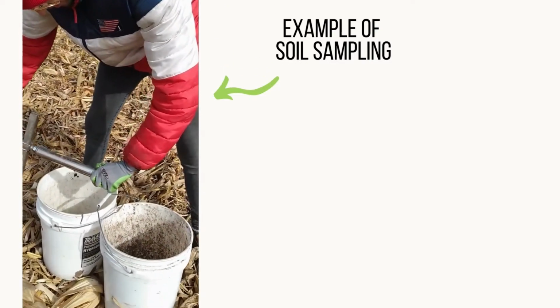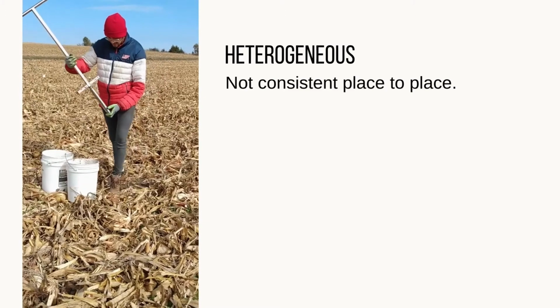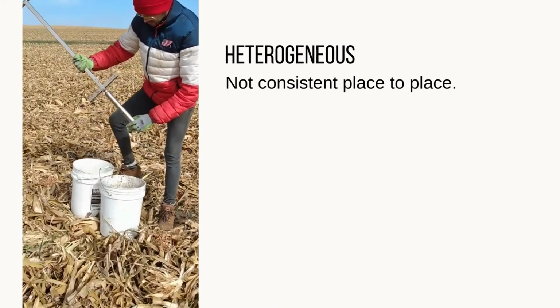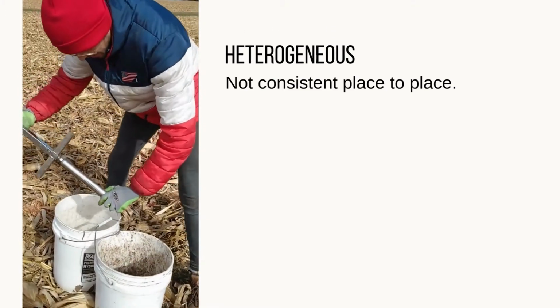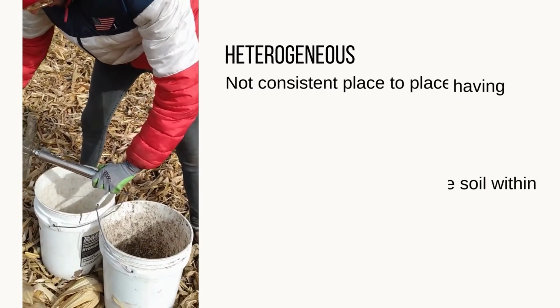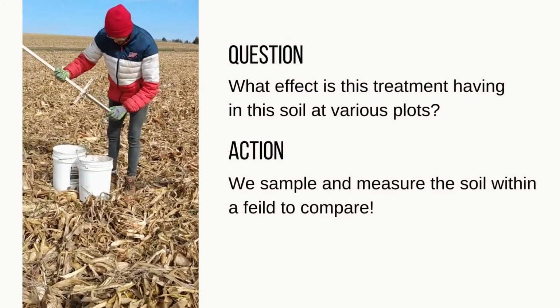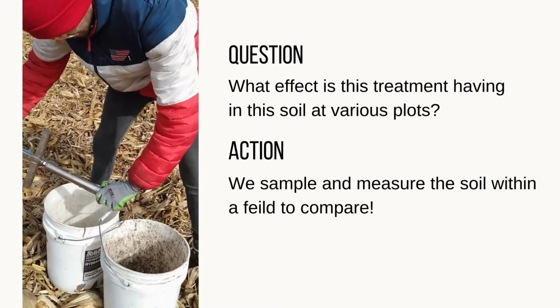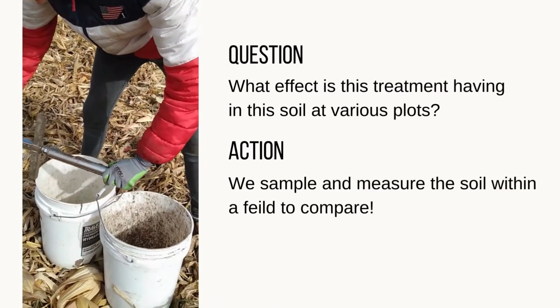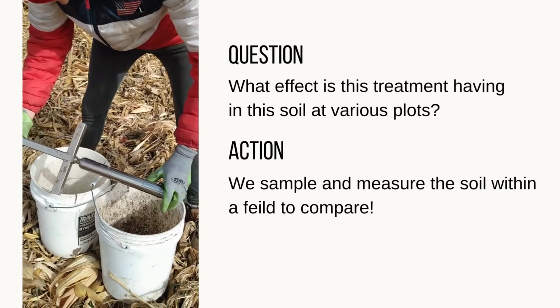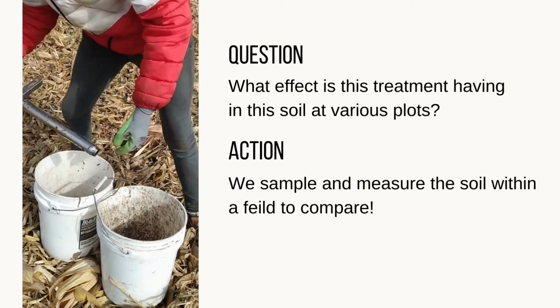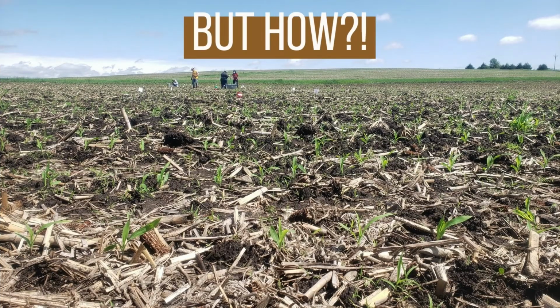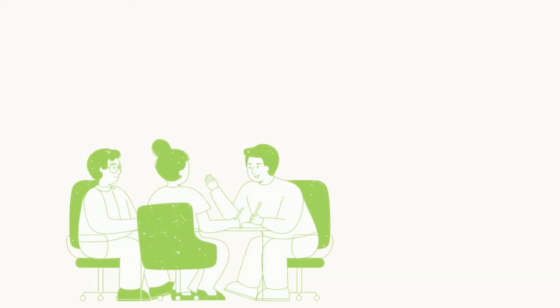Soil is very heterogeneous, and what that means is that it's not consistent from place to place. So if we want to measure the effect that a treatment is having on agricultural soil, well, that treatment effect could be very different in different places within a field. So how do we actually measure the difference? We have to be very good about how we sample.